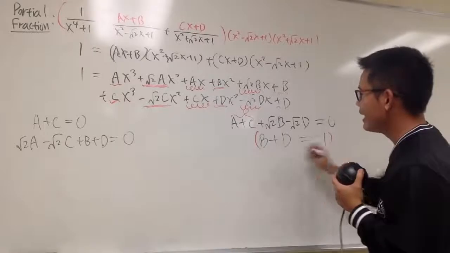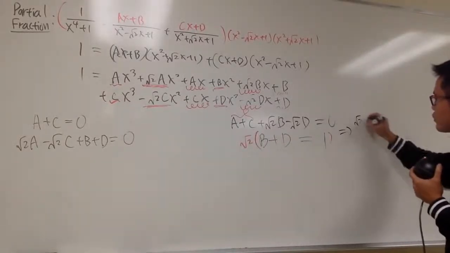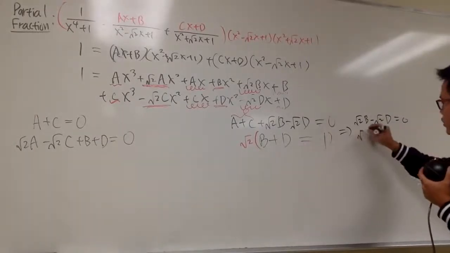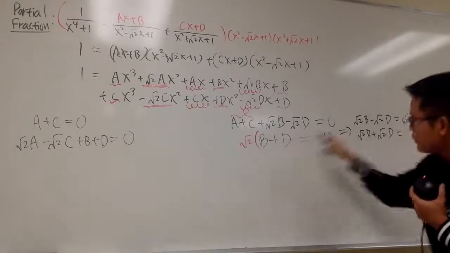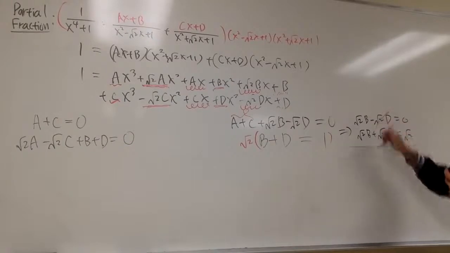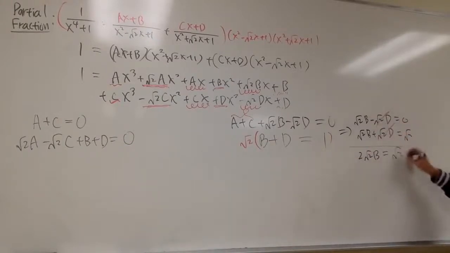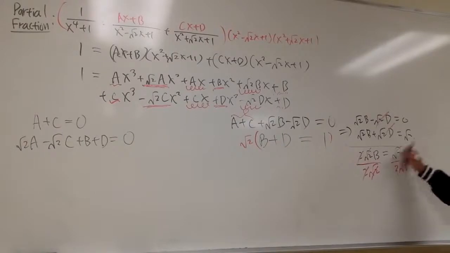So let me go ahead and multiply everything by square root of 2 right here. And as you can see, this right here is going to be square root of 2b minus square root of 2d equal to 0. And right here it's going to be square root of 2b plus square root of 2d equal to square root of 2 times 1, which is square root of 2. And then as you can see, we combine this and that will cancel, and then this is going to be 2 square root of 2b. It's equal to what? Square root of 2. And then of course, let's go ahead and divide both sides by 2 square root of 2. So we get what? This and that cancel, this and that cancel, this and that cancel. Namely, b is equal to 1/2.